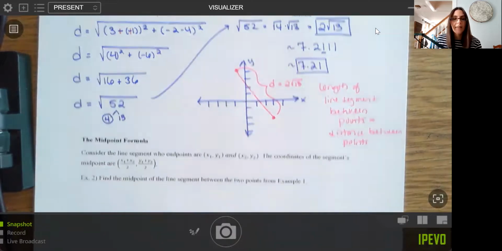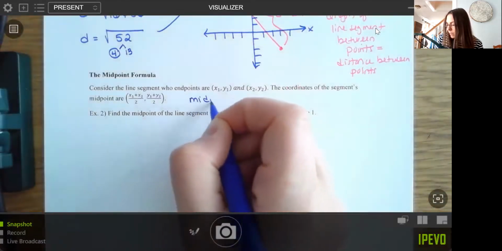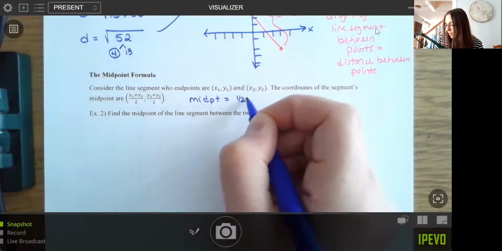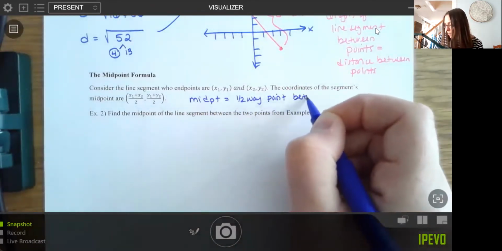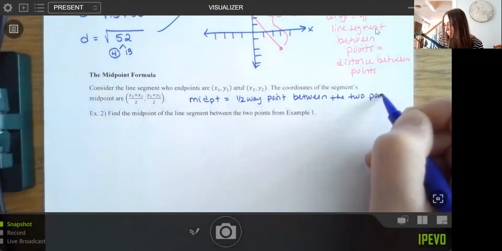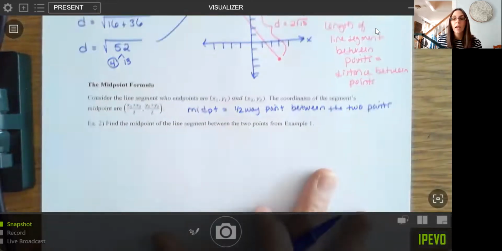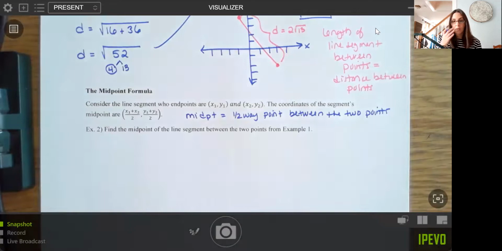Now, the second formula we have is the midpoint formula. And this formula tells you the midpoint of that line segment, or the halfway point between those 2 points. So the midpoint is the halfway point between the 2 points. And I want to use the same 2 points that we did in the example above, and just show you how to use the formula here.